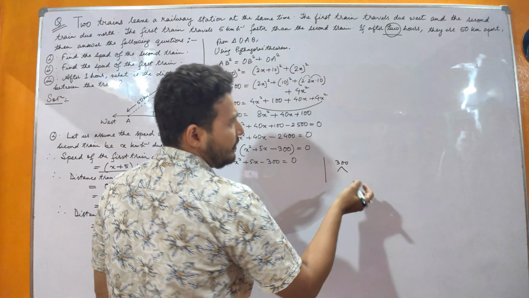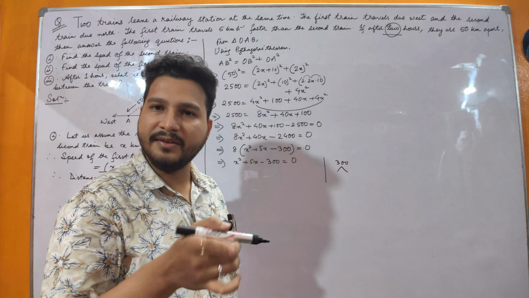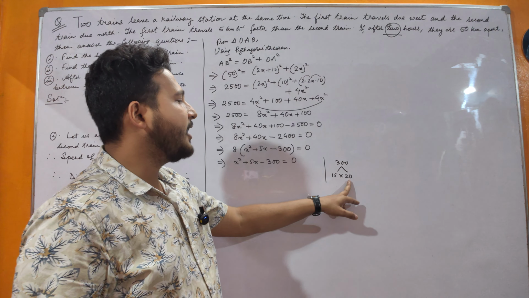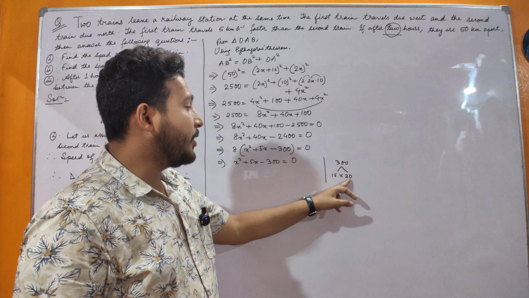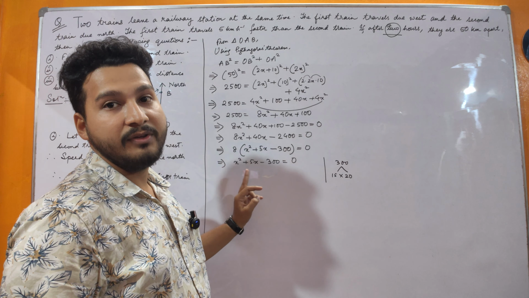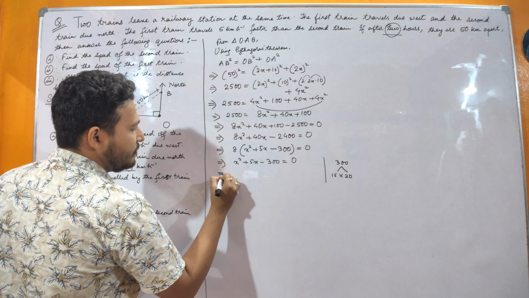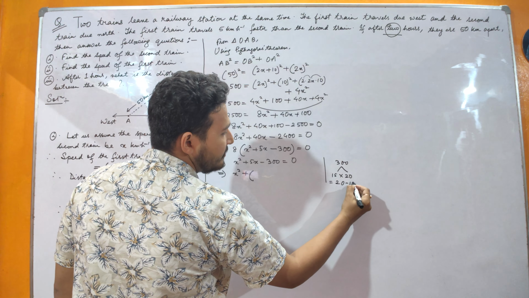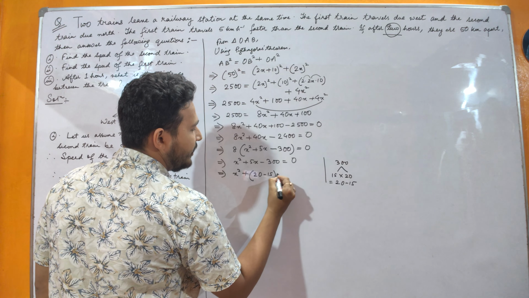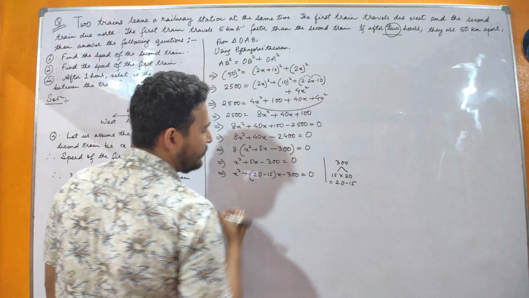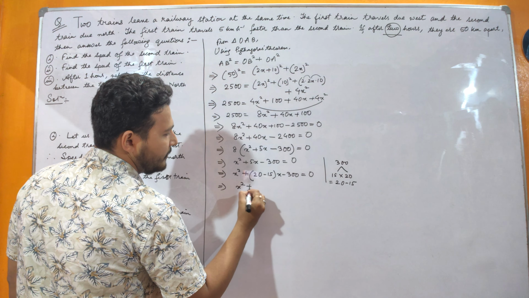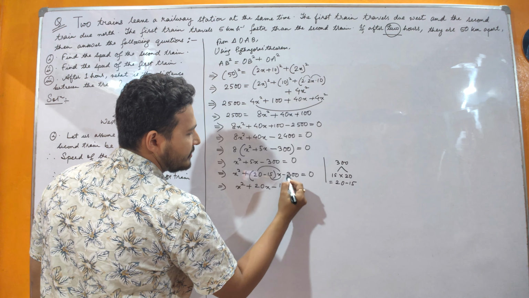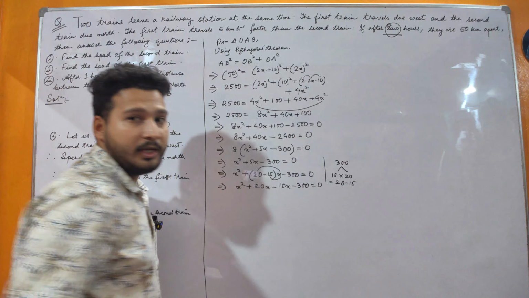We know that 15 times 2 gives us 30. So we can also write 15 multiplied by 20. 15 multiplied by 20 gives 300. What is 20 minus 15? It's 5. We have found out the middle term factors. So x square plus 5x we can write as 20x minus 15x. X square plus 20x minus 15x minus 300 equals to 0.